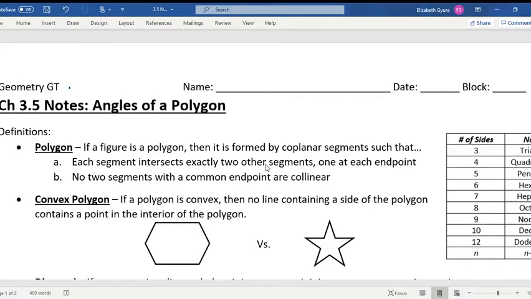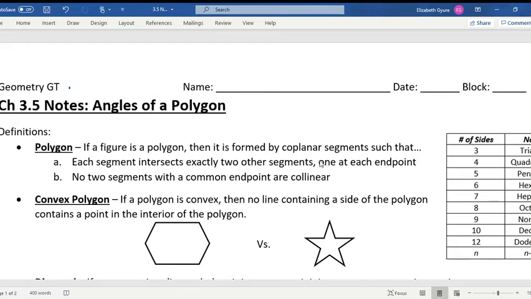But these are the notes for 3.5, angles of a polygon. A polygon, our definition here is: if a figure is a polygon, then it is formed by coplanar segments such that each segment intersects exactly two other segments, one at each endpoint, and no two segments with a common endpoint are collinear. This is a very formal definition.